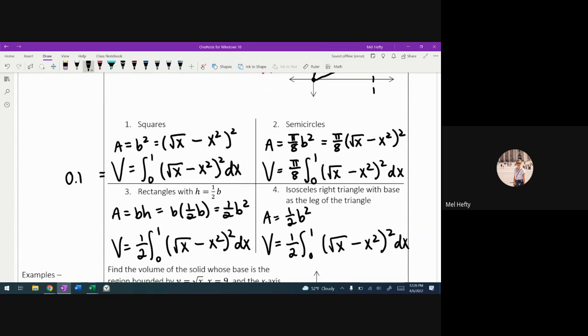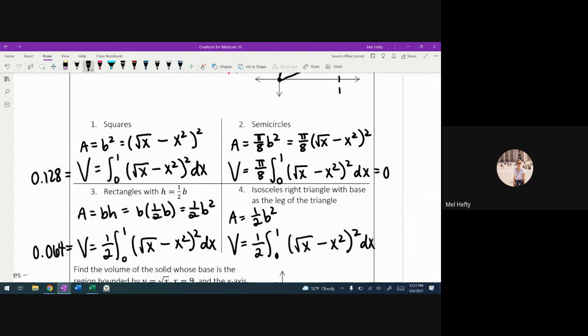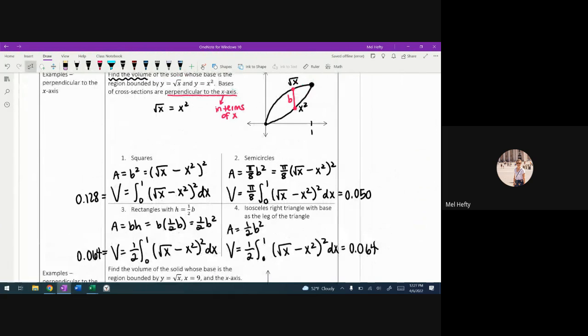So this is 0.128. This one is 0.064. Yep, and then this one's 0.050. So these are pretty darn small, but again, volume, if we're talking this small little area here and doing some little tiny volumes off of it, that doesn't seem too out of the realm of possibility. So I won't ever ask you like what these look like. It's just helpful to kind of try to visualize.